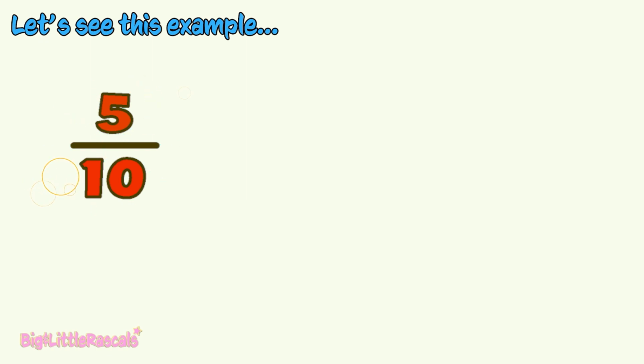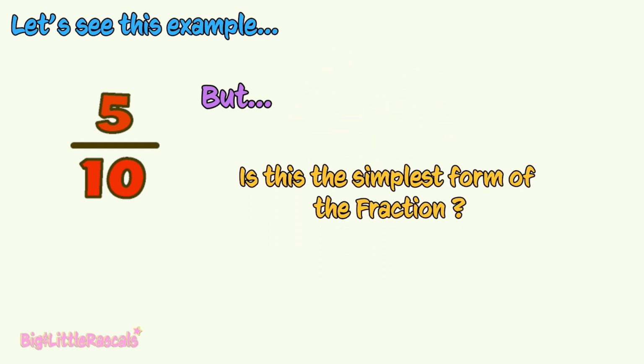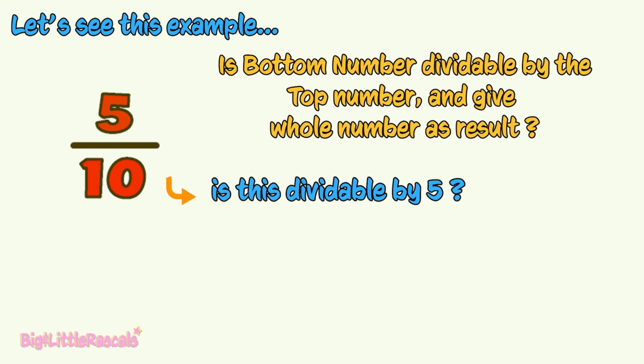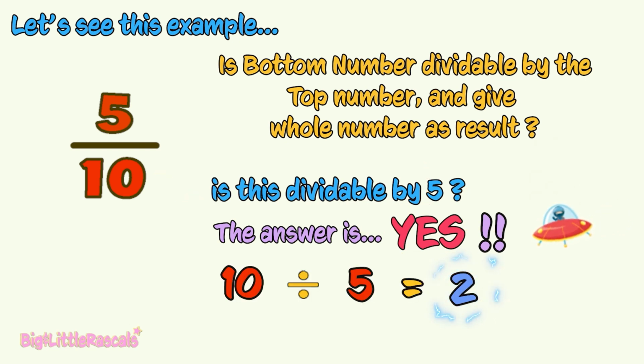Let's go! Let me begin with an example here. 5/10. This is a fraction, but is this the simplest form of fraction for 5/10? To check if a fraction can still be simplified further, first we need to check if the bottom number, which is called the denominator, is divisible by the top number, which is the numerator, and still giving you a whole number result. 5/10. Let's first check if 10 is divisible by 5. The answer is yes! When you divide 10 by 5, it gives you a result of 2, which is an exact division, because 5 is a factor of 10.